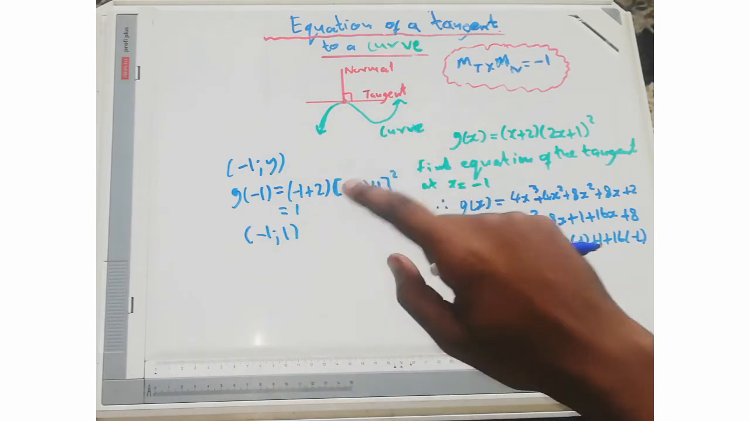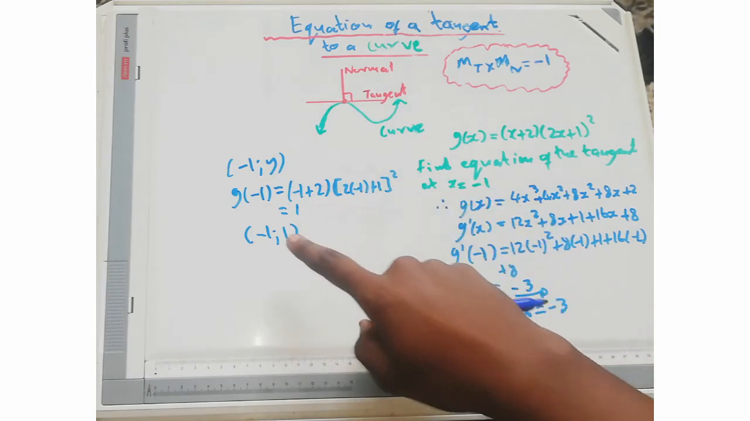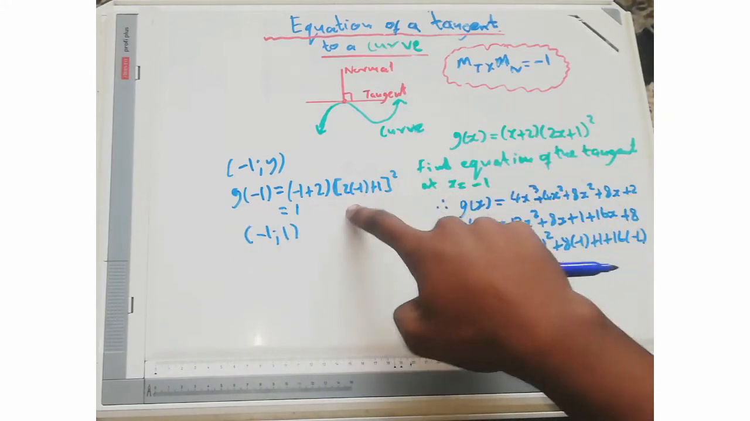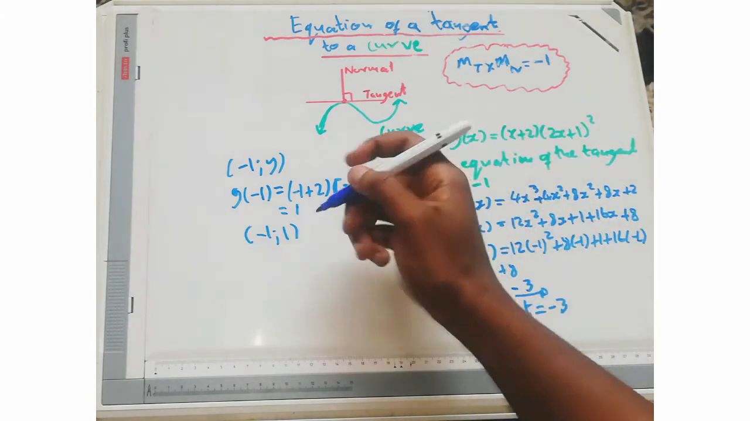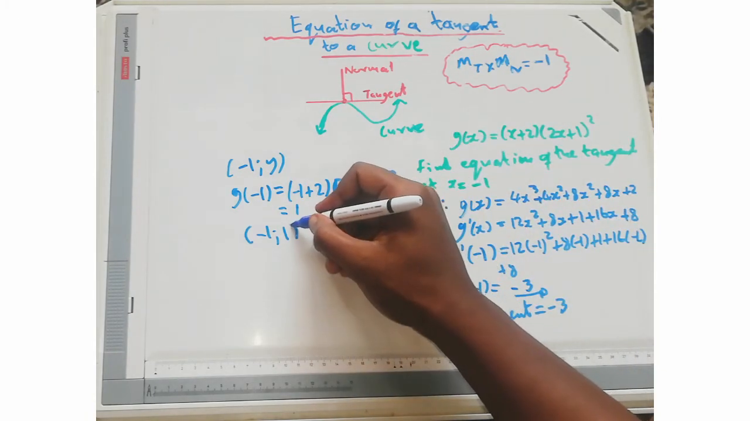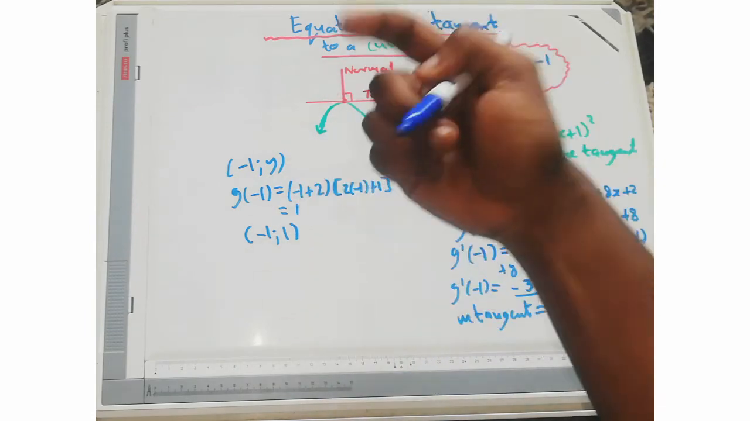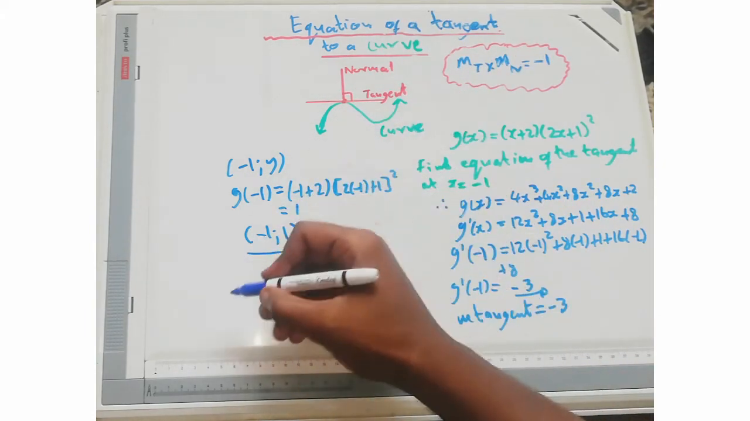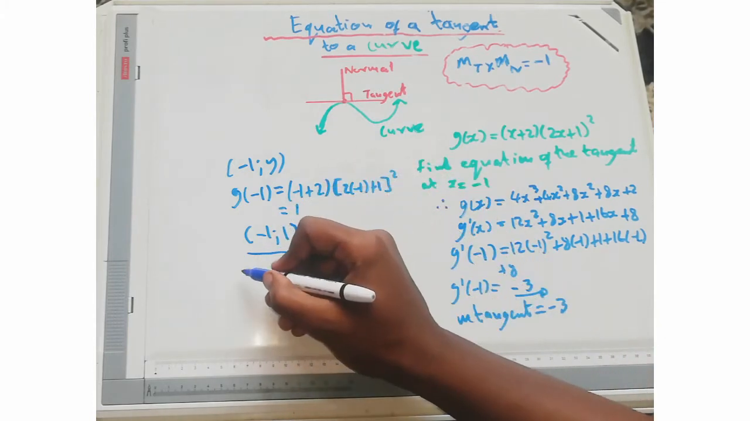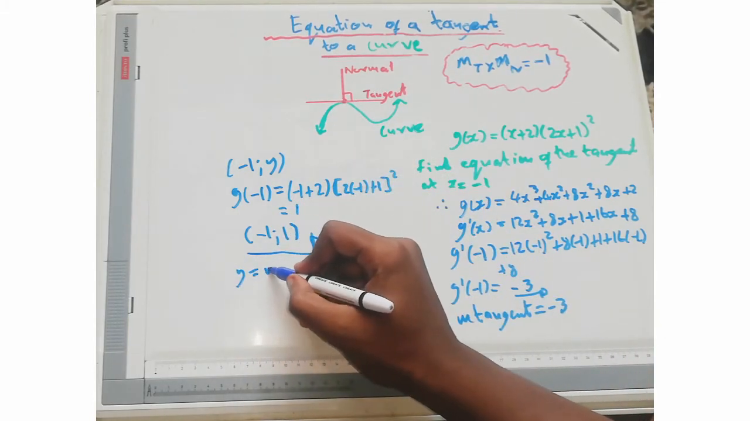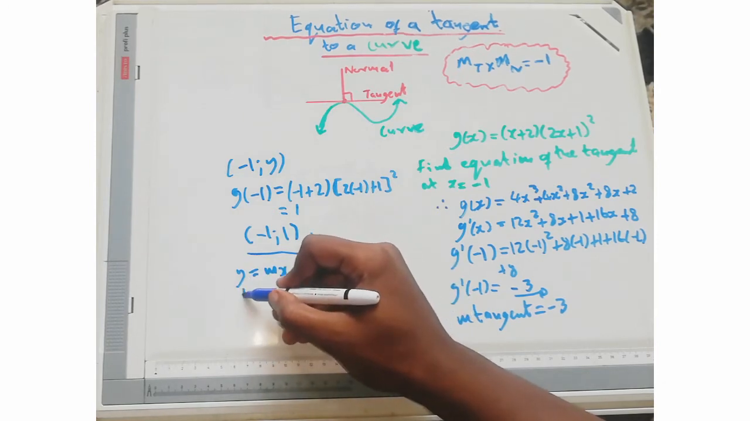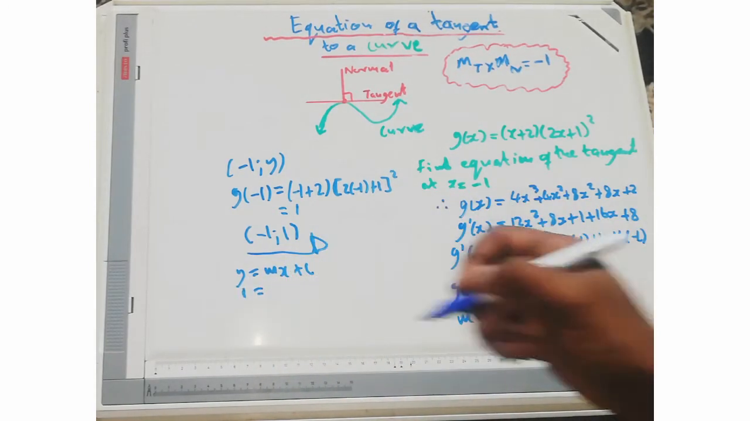And remember, when you are looking for your y coordinate, you use the original g of x, not the derivative. The derivative will only give us the gradient. For points, please go back to the original function. So this is the point we're given. Now let's find the equation of the tangent line. So y equals mx + c. My y is 1, my m is -3.